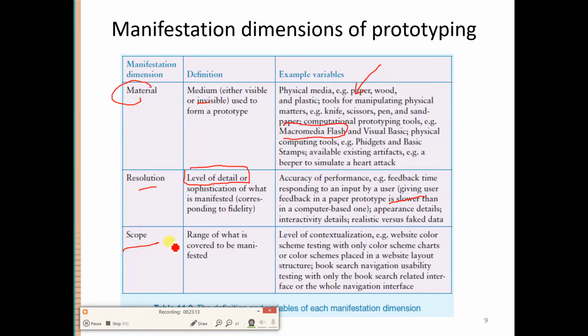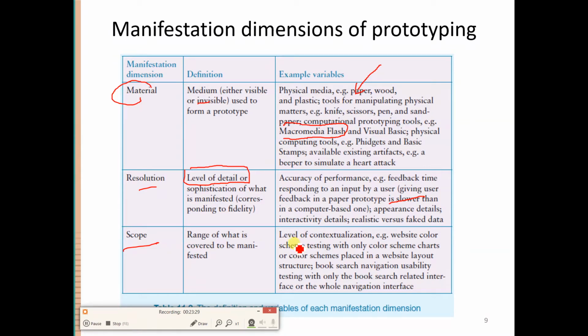Or the manifesting dimension can be the scope, the range of what is covered to be manifested. For example, the level of contextualization. For example, website color scheme testing with only a color scheme chart or a color scheme placed in a website layout structure.